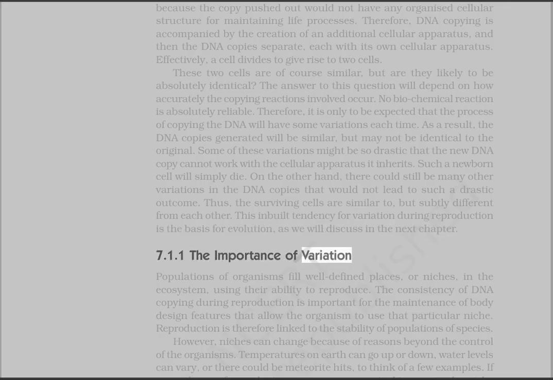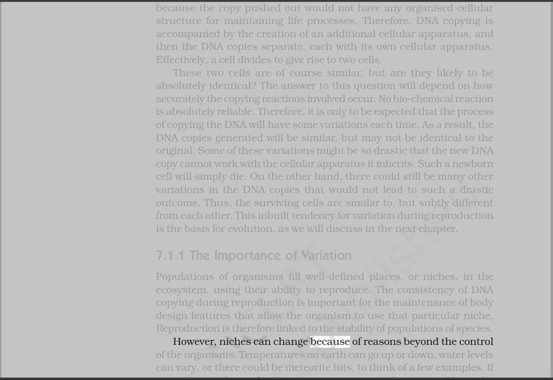7.1.1 The importance of variation. Populations of organisms fill well-defined places, or niches, in the ecosystem, using their ability to reproduce. The consistency of DNA copying during reproduction is important for the maintenance of body design features that allow the organism to use that particular niche. Reproduction is therefore linked to the stability of populations of species.